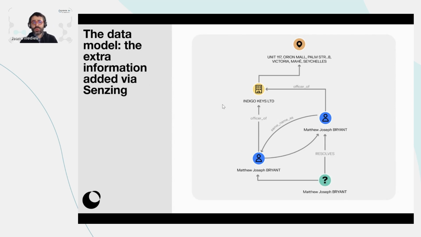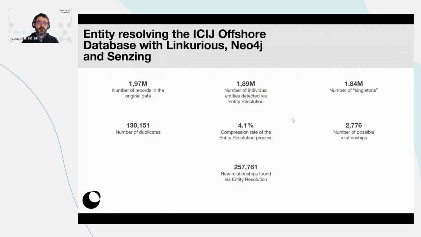What we have done is that we have streamed the data through Senzing, and we have added an extra node that represents the real-world entities, and we have connected this extra node to these records. This represents the fact that the records are actually related to the same real-world entity. So this is, in a nutshell, the data model that we will dive into in a few seconds via Linkurious. But first, just a quick overview of the data and the impact of the entity resolution process on that.